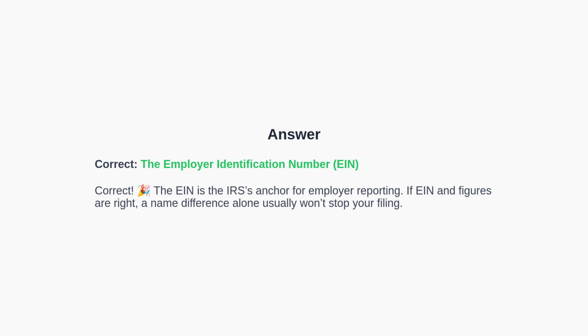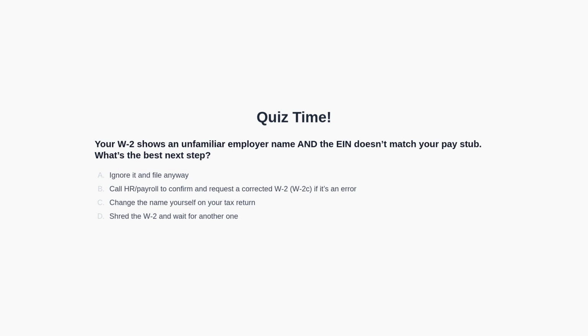The correct answer is the Employer Identification Number. The EIN is the key data point the IRS uses to match employer wage reports. If the EIN and the reported figures are accurate, a discrepancy in the employer name alone typically will not block your filing. Next quiz. Your W-2 shows an unfamiliar employer name and the EIN does not match your pay stub. What is the best next step?